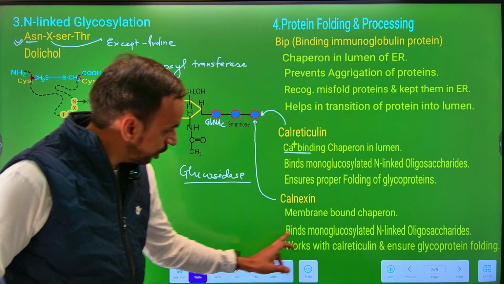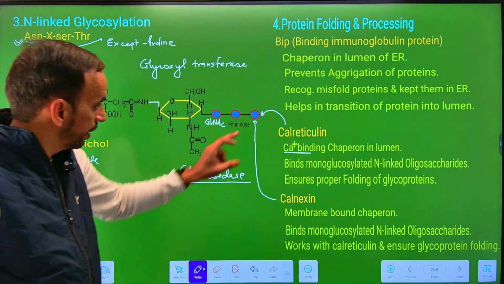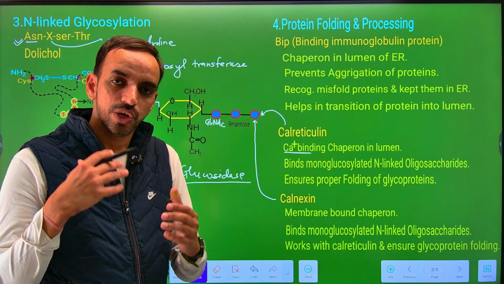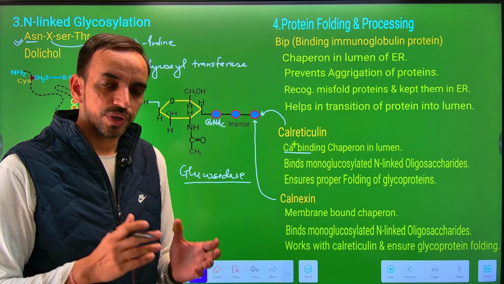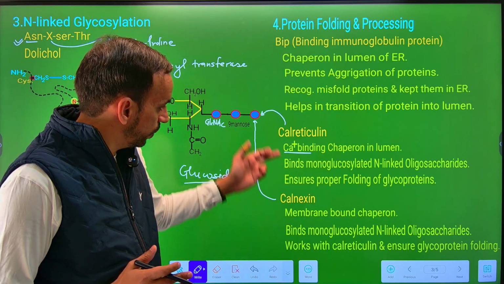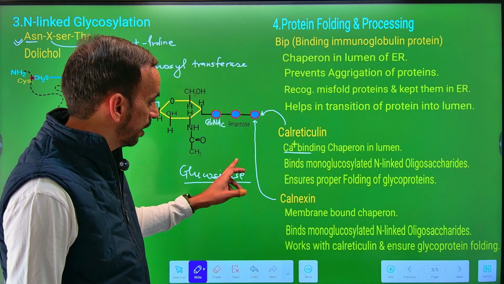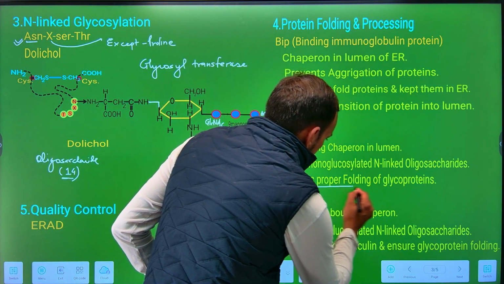The calnexin also binds to the monoglucosylated N-linked oligosaccharide. Now, the function of calreticulin and calnexin is to help in the process of protein folding. प्रोटीन फोल्डिंग के प्रोसेस के अंदर दोनों ही कैलरेटिकुलिन एंड कैलनेक्सिन ये हेल्प करते हैं. Now they ensure the proper folding of these glycoproteins.